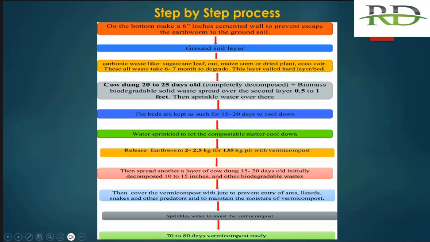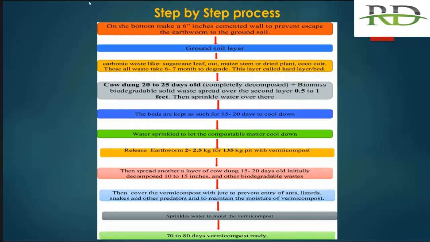Generally, we say three parts: the pre-digest part, the digest part, and the post-digest part. Pre-digest means the material used for vermicomposting before releasing the earthworms, that is, partially decomposed material. The digest part is where we release the earthworms. Then after vermicast preparation, that part is the post-digest part.